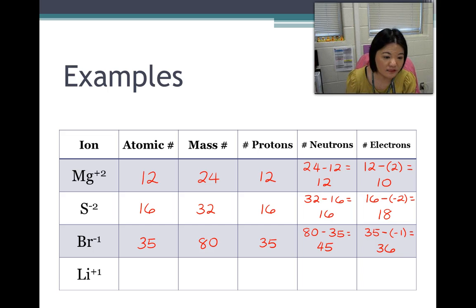Li plus 1. Li has an atomic number of 3. Its mass number is 6.9, which rounds up to 7. Number of protons is 3. Number of neutrons, 7 minus 3, we get 4. Okay, the number of electrons. We take the 3 from the atomic number and subtract the charge. The charge is positive 1, so 3 minus 1, which is 2.